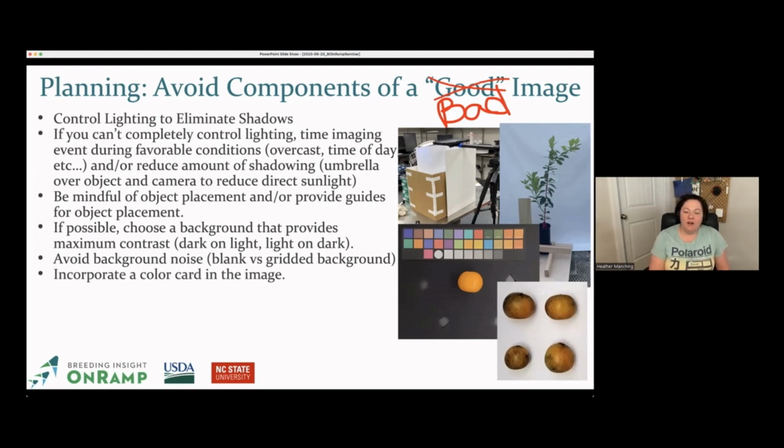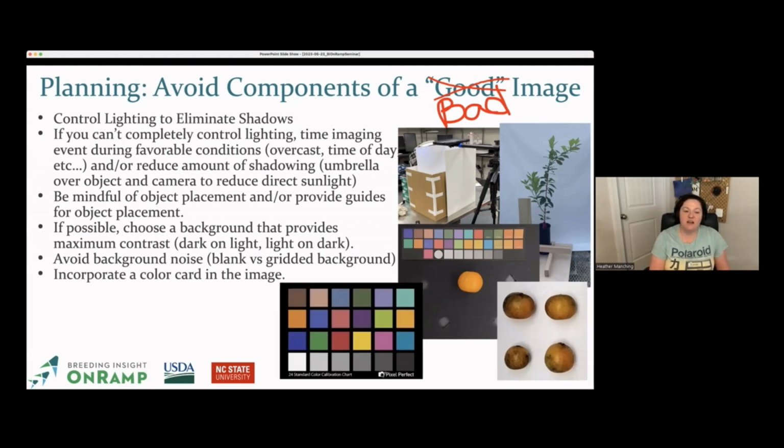You want to incorporate a color card in the image, and that provides you an opportunity to do white balance as well as advanced color corrections. And here's an example of a pretty cheap color card you can get from Amazon. It comes in a 2-pack for 13 bucks and it works pretty well. You can also buy more expensive ones if that's something you want to do.